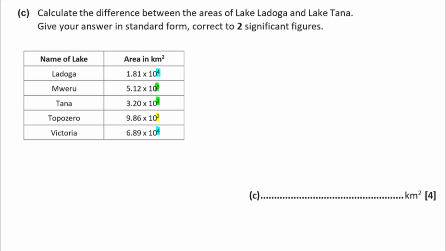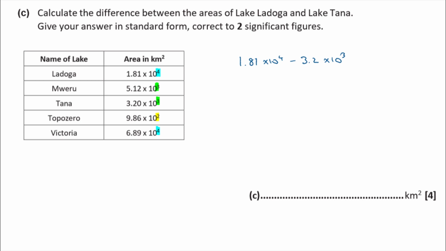Tana is the smallest because it's 10 to the 3. And Ladoga is 10 to the 4. So I'm going to take the smaller one away from the bigger one. So that's going to be 1.81 times 10 to the 4 subtract 3.2 times 10 to the 3.